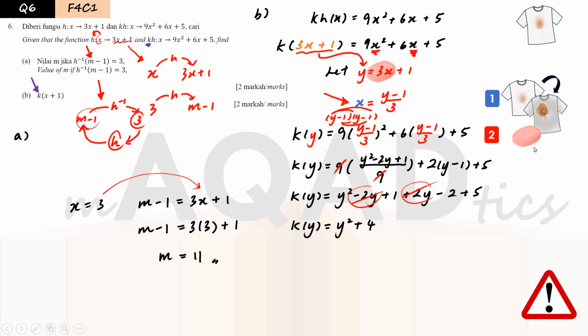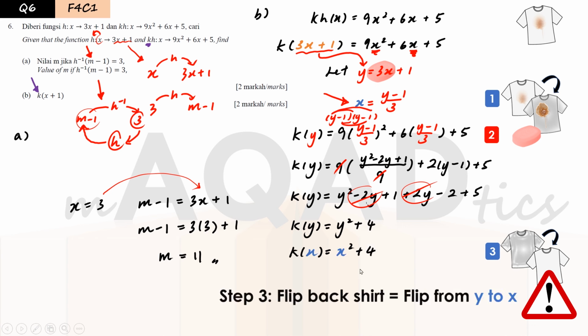Right, so the third step, once we clean the inside of the shirt already, of course we need to flip it back. Flip the shirt back inside out. So what we are going to do here is, just now from y we flip to x. So here we do the same thing also. From y we flip to x. Okay, so with the 3-step method, we have found out our k function already, and we have cleaned the shirt.